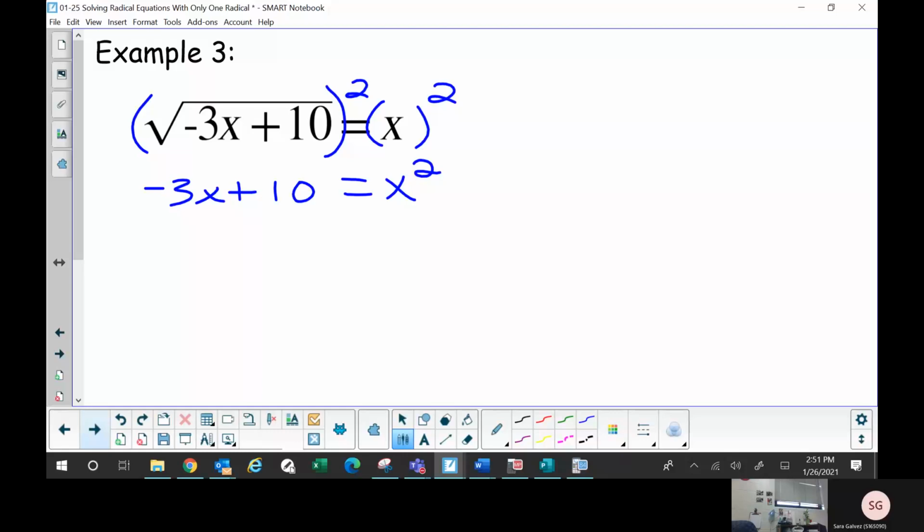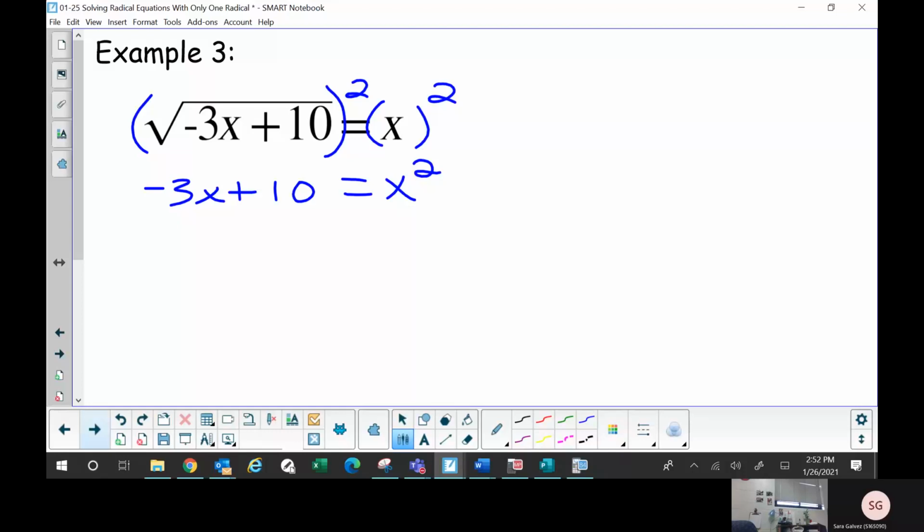How do you solve a quadratic? Starts with an F. What have we been doing a lot of in Algebra 2? Factoring.